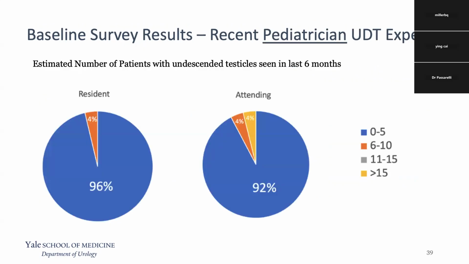Then we said, how often do you see these patients? Tell us what your experience is with taking care of these patients. And so we asked what their recent undescended testicle exposure was. How many patients with undescended testicles have you seen in the last 6 months? 96% of residents thought they saw anywhere from only 0 to 5 patients that had an undescended testicle in the last 6 months.